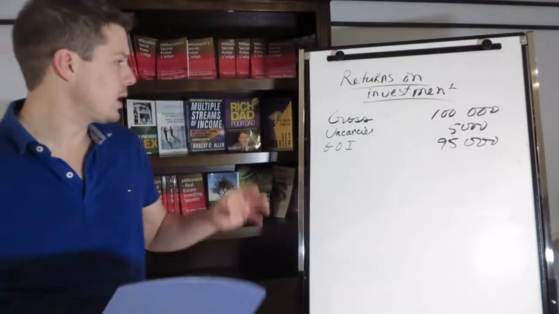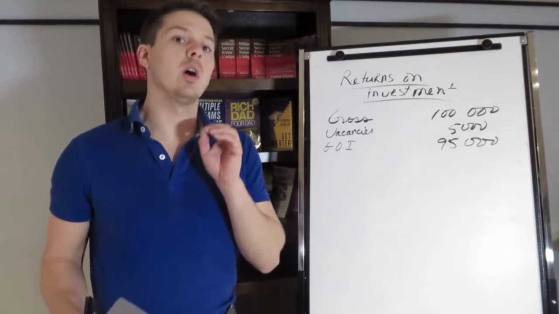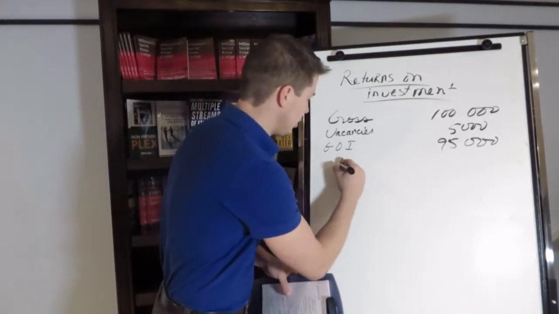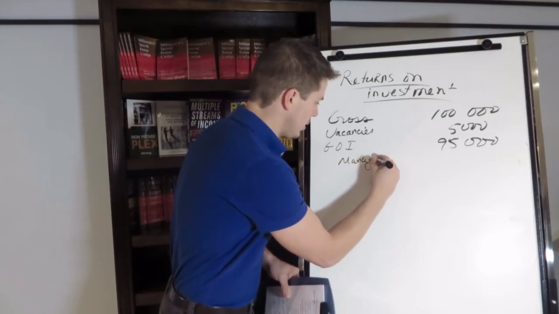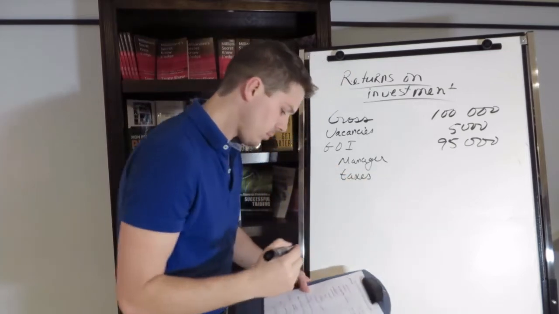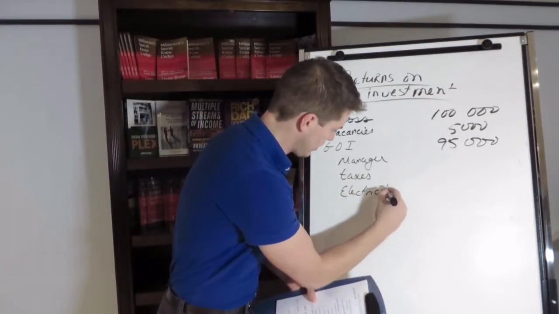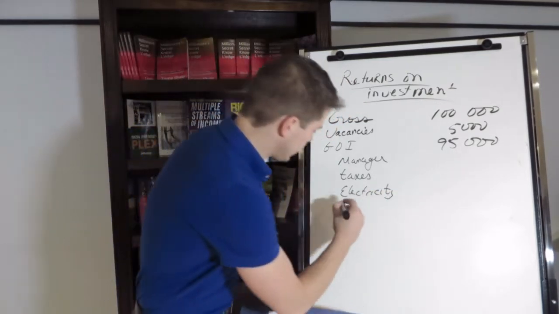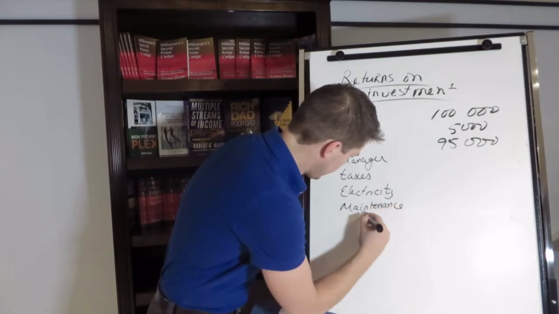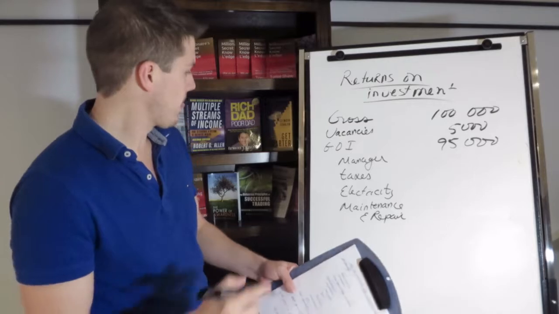So the next step we have to figure out is all the expenses that has to do with operating the property. So this will be your manager. It can also be your taxes, your electricity bill, and maintenance and repairs.